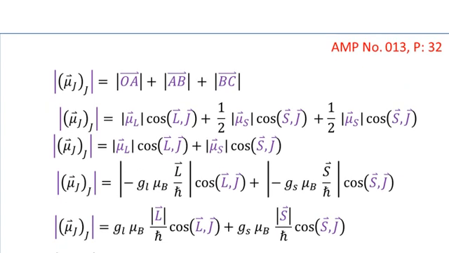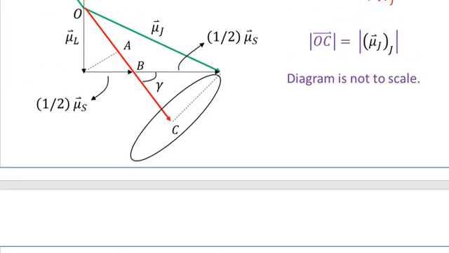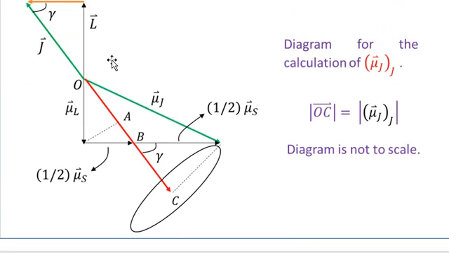Let me show you through this simple diagram that the magnitude of mu Jj will be equal to OA plus AB plus BC. This is what you can see from the diagram. That is, the length of the vector OC is equal to the length of OA plus the length of AB plus the length of BC. So I have to determine the length of OA, the length of AB, and the length of BC.